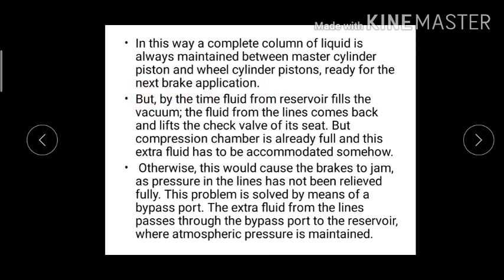So what is happening is, liquid will enter into the compression chamber, into the master cylinder, and the master cylinder is taking the liquid. So it means that there should be oil present in the master cylinder, brake lines, and wheel cylinder continuously, so that whenever there is a next braking application, there should not be any shortage. But by the time the liquid from the reservoir is filling the compression chamber, the liquid from the brake liners will enter into the compression chamber by lifting the check valve.